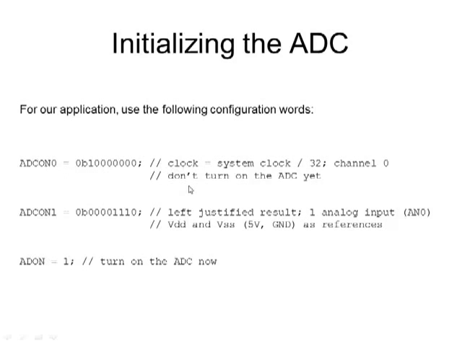And I put a couple of comments to indicate that I'm going to use the system clock divided by 32. I'm going to use channel 0 only, and that last bit says don't turn on the A to D converter yet. You don't usually want to turn that on until you've finished writing to all of the control words. So then I'm going to write to ADCON1, that's my other control word. This says take the result and left justify it, use one analog input. I'm going to use VDD and VSS as my references, so that's what those bits mean. It's a good idea to put a comment indicating what those meant.